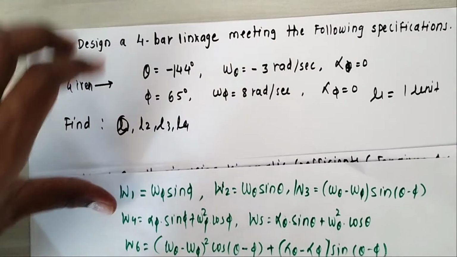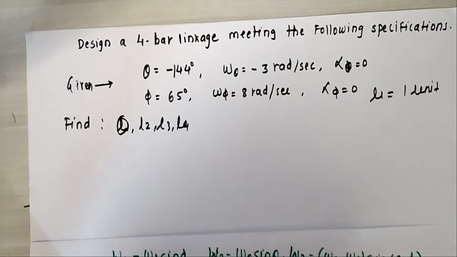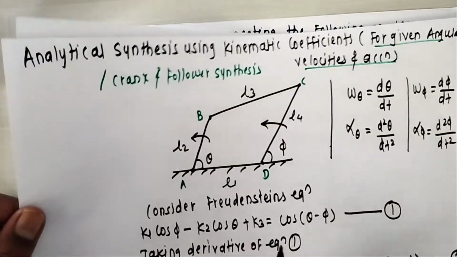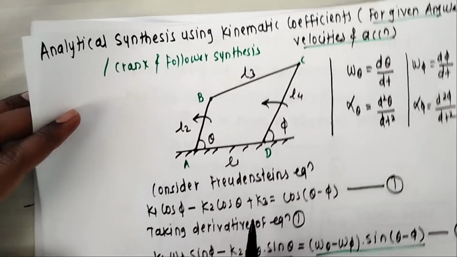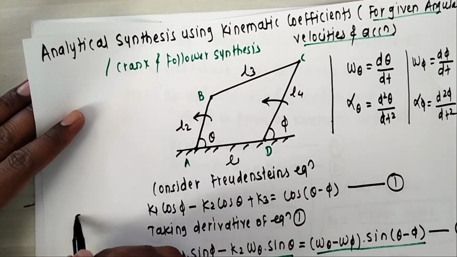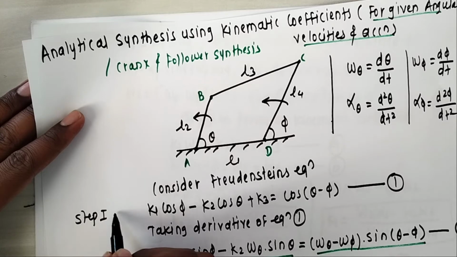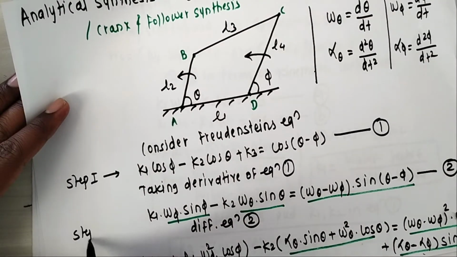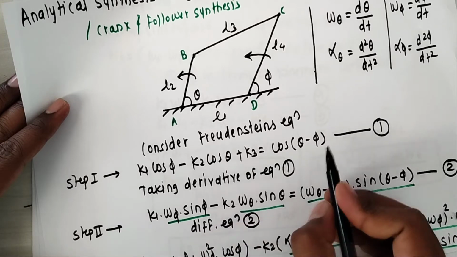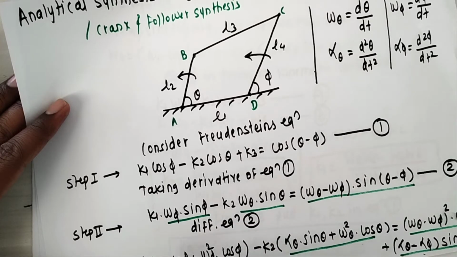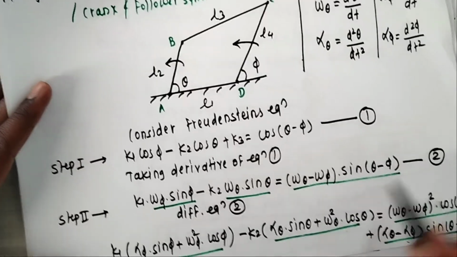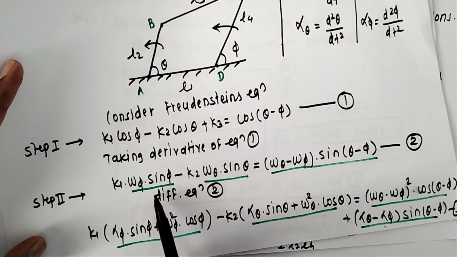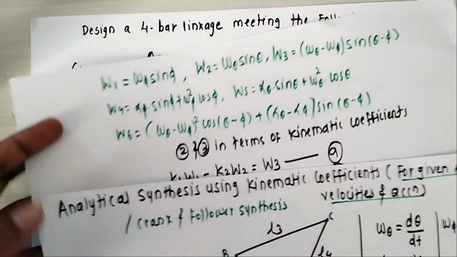So first step in this case is, we have to write Freudenstein's equation. Step number 1, I am writing the solution part. So step number 1, write down Freudenstein's equation. In step number 2, I have to take time derivative of equation number 1 two times, that is to obtain equations 2 and 3. Then get W1 to W6 in step number 3.